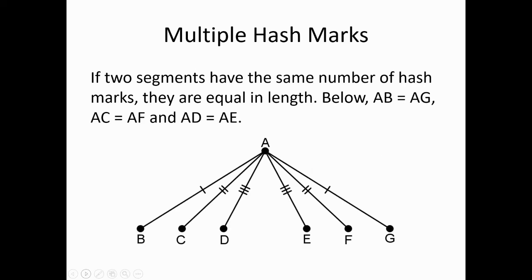Of course, we can also use multiple hashes as well. Notice in the diagram that AB and AG both have a single hash, AC and AF both have a double hash, and AD and AE both have a triple hash. So the diagram has said to us, as surely as if we had written these words out ourselves, that AB and AG have the same length, that AC and AF have the same length, and that AD and AE have the same length.